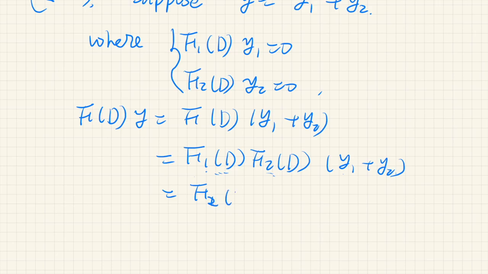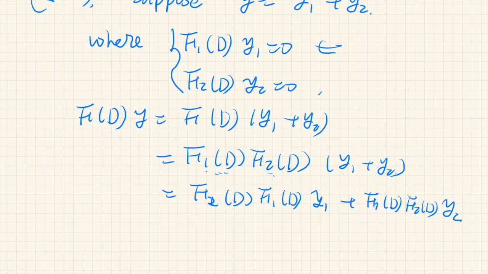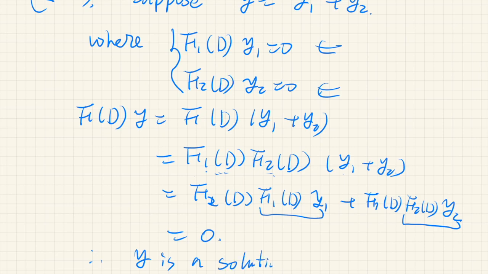Let's distribute this, and we can always swap the order of differential operators. So for the first one, let's say f2 times f1 times y1 plus f1 and f2 applied to y2. But by the assumption, this is 0 and this is 0. So therefore this is 0. Therefore y is a solution of this differential equation, f of d applied to y equal to 0. And we are done. Okay, let's see an example.